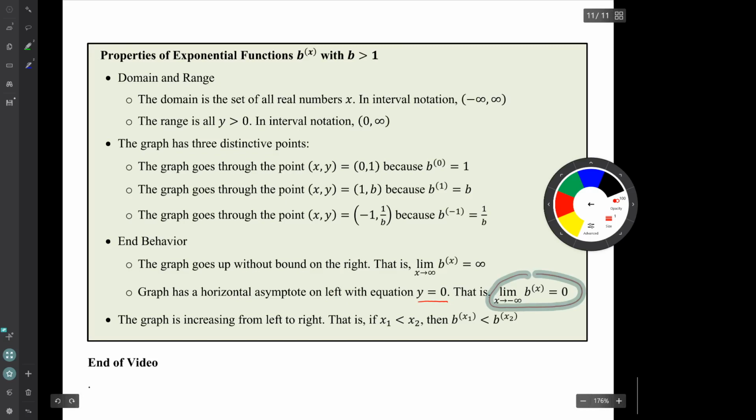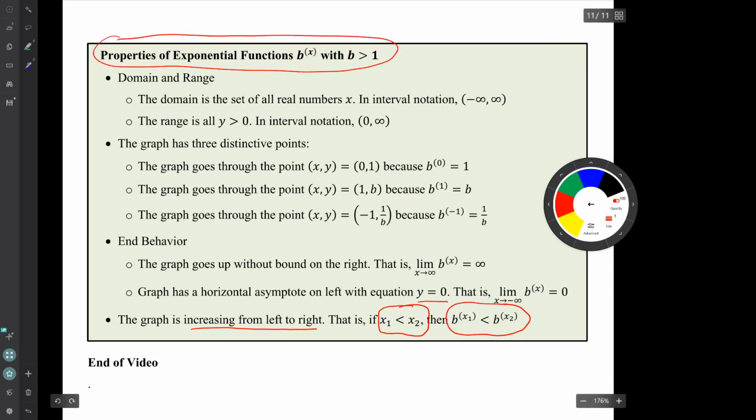And finally, I mentioned that the graphs are all increasing as you go from left to right. So if you go from left to right on the x-axis, then the y values go up. Now these are exponential functions with base b that is greater than 1. We had 2 to the x, e to the x, and 3 to the x, but in general, this would happen for any exponential function where the base b was greater than 1.